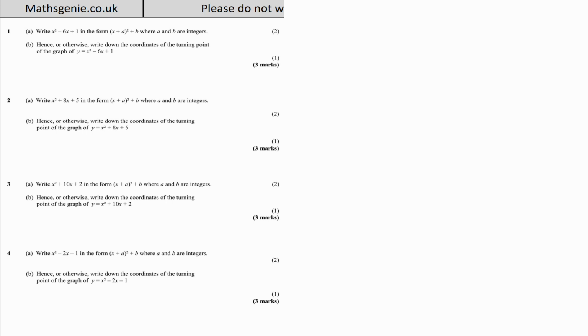We're going to start with question number 1a. Write x squared minus 6x plus 1 in the form x plus a all squared plus b, where a and b are integers. So integers mean whole numbers.